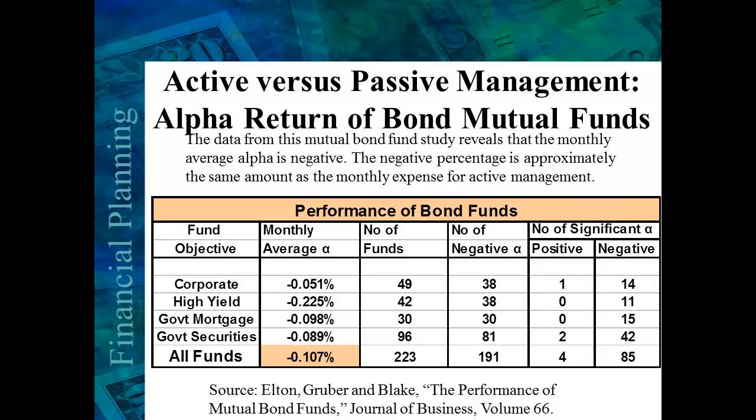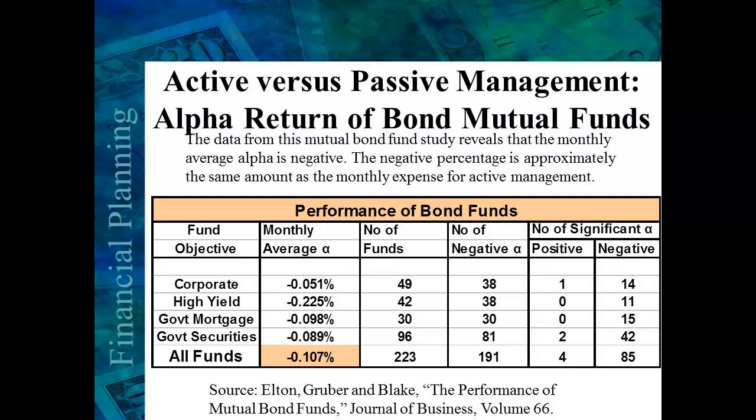The data on this chart summarizes the risk-adjusted return performance of active bond managers. The study measured the alpha of an active bond fund against that of a passive bond index portfolio of similar risk. As shown on this table, the monthly average alpha for the actively managed fund was negative. The negative percentage of 0.107% per month equals approximately 1.25% per year. That amount of underperformance is about equal to the cost of active management and fund expense.